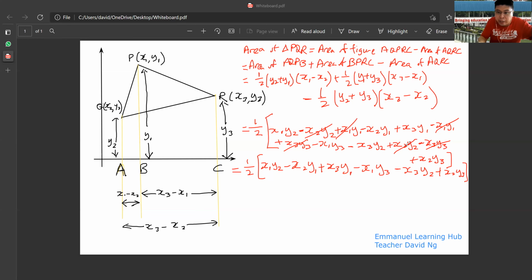Then x2, y2, right? x2, y2 it disappear. Minus and plus neutralize. No? Then x3, y3, x3, y3 it disappear also. Understand? No? So these are the residual terms now. Okay? So the residual terms, you're going to rearrange, right?